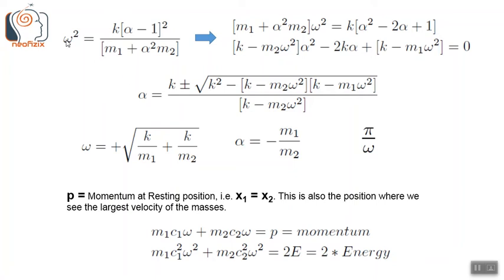At omega equals square root of k by m1 plus k by m2, the discriminant becomes 0. That is, this factor inside the square root symbol becomes 0. So we get only one solution, alpha equals minus m1 by m2, on simplifying this. When the discriminant is non-zero, then alpha can switch between the two values, the positive and the negative solution, without any change in the frequency.